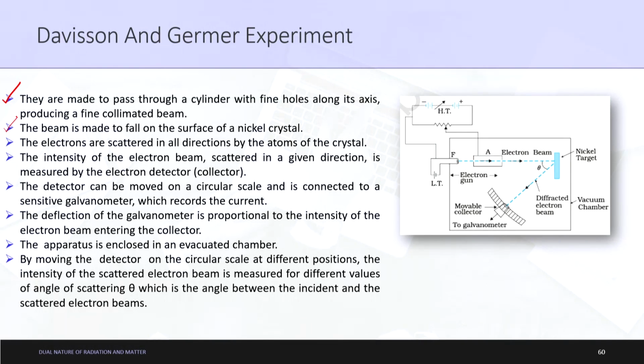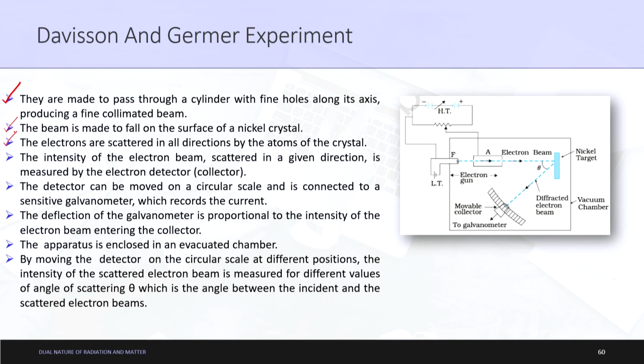Why is nickel used? As the name suggests, this can be used for your complete analysis of, let us say, radiation. Nickel is very good for doing the experiments of radiation. If you go further in understanding physics concepts, you will find the use of nickel in the majority of the experiments. Next, the electrons are scattered in all directions by the atoms of the crystal. So basically a sort of diffraction happens, and the electrons are scattered in all directions by the atoms of the crystal.